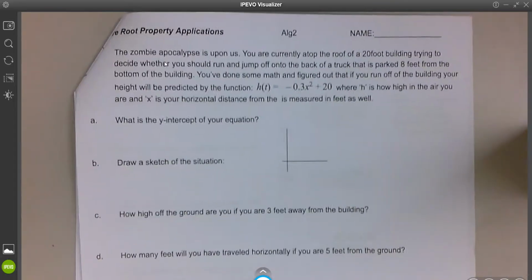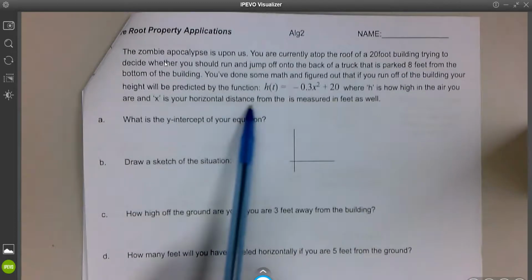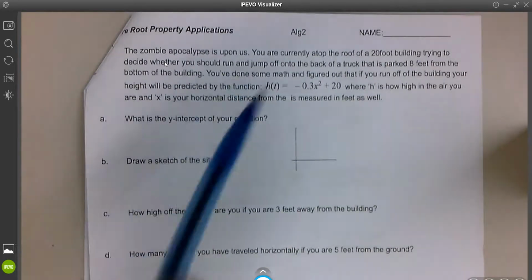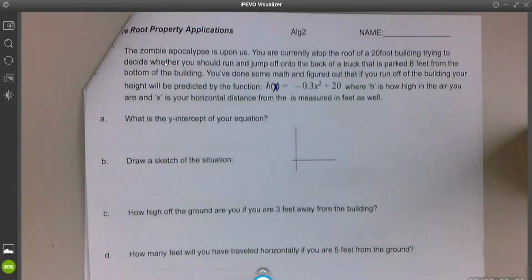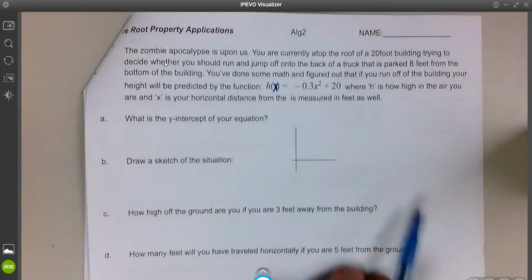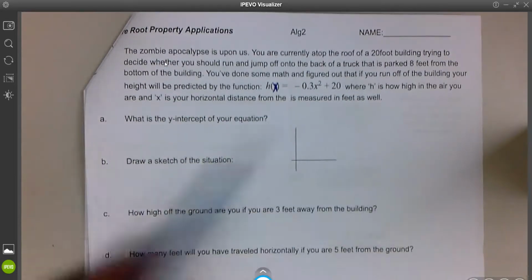Next one is a little applications word problem. The zombie apocalypse is upon us. You're on top of a roof, a 20-foot building. You're going to run and jump off and hopefully land on the back of a truck. Your height as a function of how far away from the building you are, that should be an x, h of x, equals this right here. We want to figure out if you can make it.